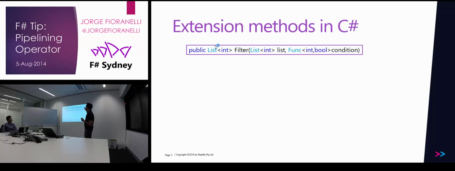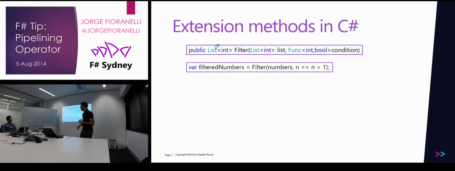If we have a function like the one that you see there, or a method in C#, that filters a list, you can see that we have a first argument that is the list and a second argument that is the condition. And the way that you use this is by passing the list of numbers and the condition for filtering.